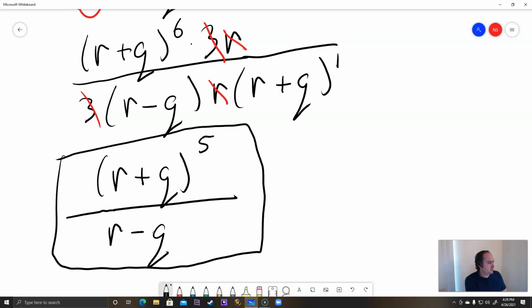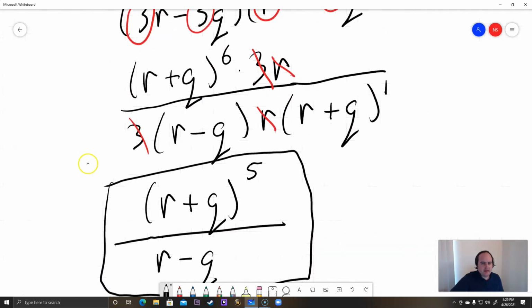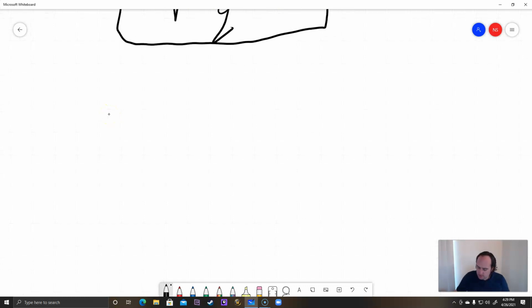Okay, and then I just wanted to show you two more examples of multiplying rational expressions. Now these do get quite challenging, but they're not challenging if you know what you're doing. So let's take a look at example number 5.